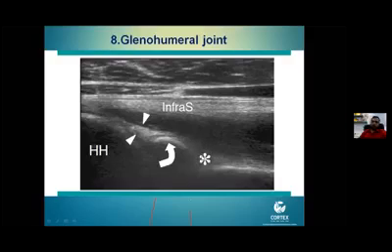While turning the probe superomedially, you can see the artery pulsating here. That is the suprascapular artery, and the suprascapular nerve can be visualized. And here is the site of a ganglion cyst. You should not miss this area.